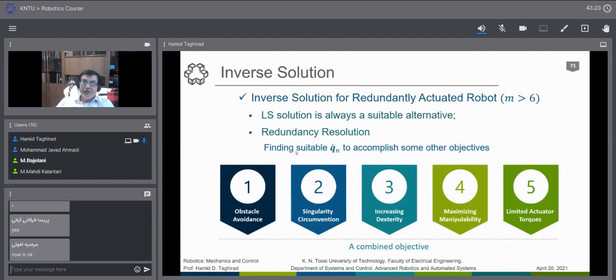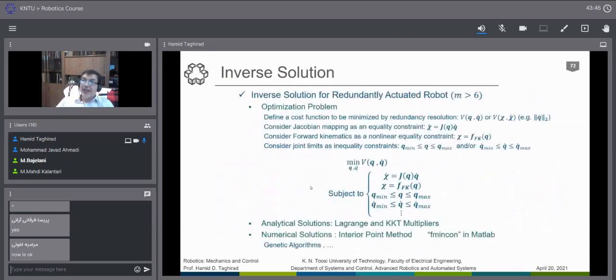And this is a very simple optimization problem. What we can do, either one of those or a combined objective like that, we should somehow define that mathematically and provide it into an optimization problem. So redundancy resolution is solving an optimal problem, and this optimal problem we can define this way. I have done just the most sophisticated optimization problem here.